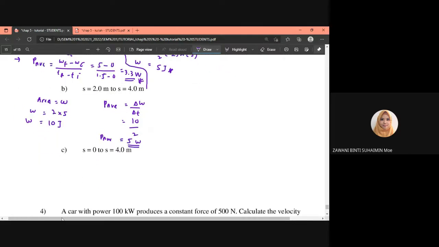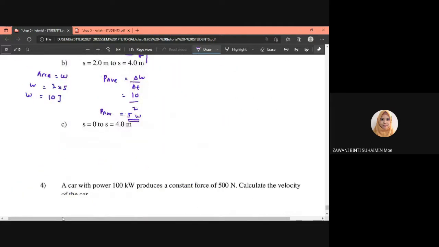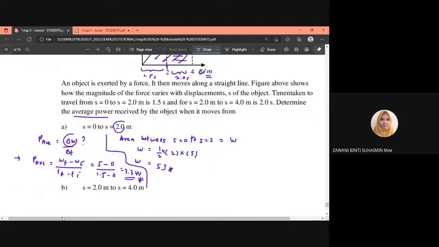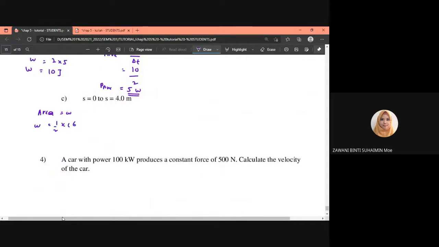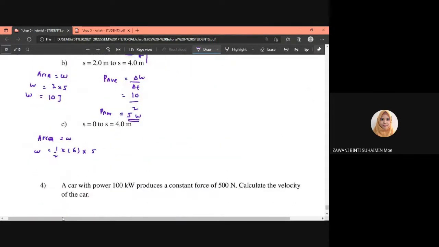Between S 0 to 4, maksudnya the whole system. Maksudnya kita kena kira area kesemua ni, dengan area trapezium. Area sama dengan work. So work is equal to 1 per 2 darab dengan parallel side dia adalah 4 tambah 2, 6, darab dengan height dia adalah 5.